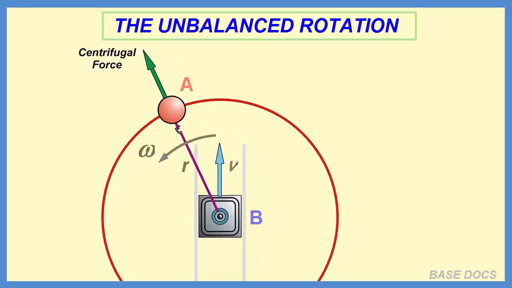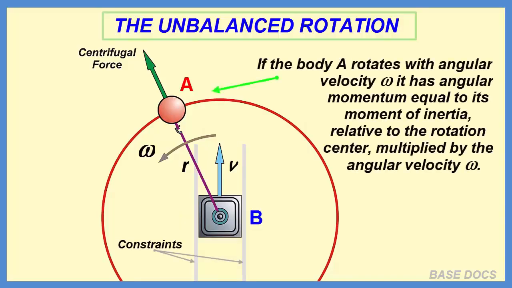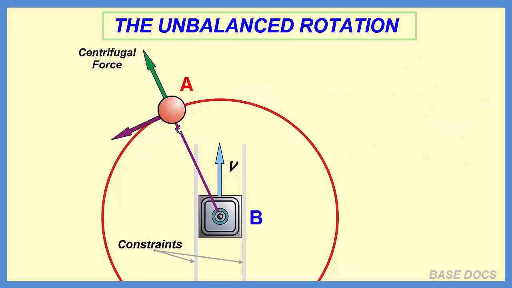A typical unbalanced system contains an eccentric body, A, rotating at a certain distance about a center axis attached to a second body, B, constrained to move back and forth. If the body A rotates with angular velocity omega, it has angular momentum equal to its moment of inertia, relative to the rotation center, multiplied by the angular velocity.